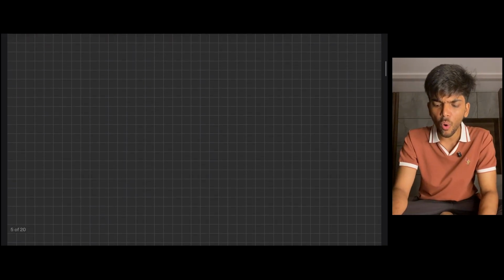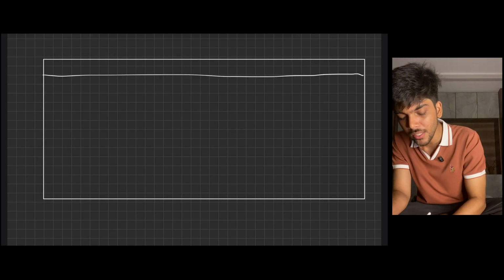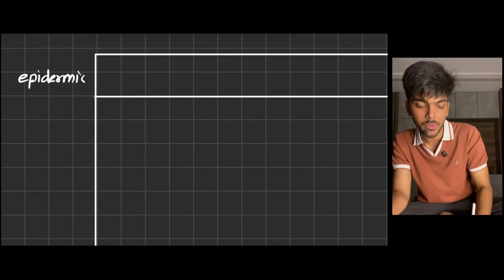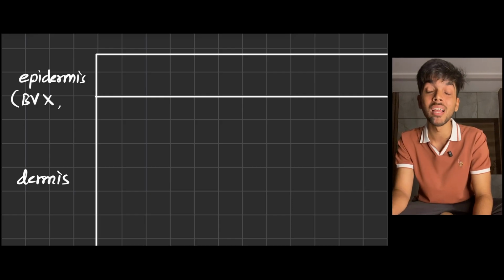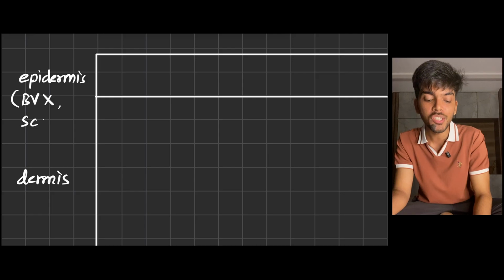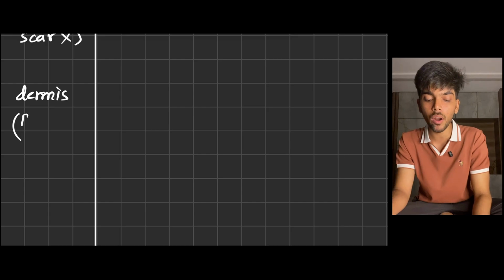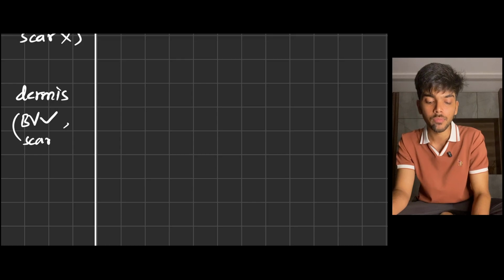Now, let me show you all these various types of mechanical injury with the help of a single diagram or a single piece of skin tissue. So the outermost layer of the skin is your epidermis. Just below epidermis is a much thicker layer referred to as dermis. Remember, epidermis doesn't have any blood vessel. So an injury to epidermis does not lead to bleeding. Similarly, injury to epidermis does not lead to scar formation. Dermis contains blood vessels. So an injury to dermis leads to bleeding as well as scar formation.